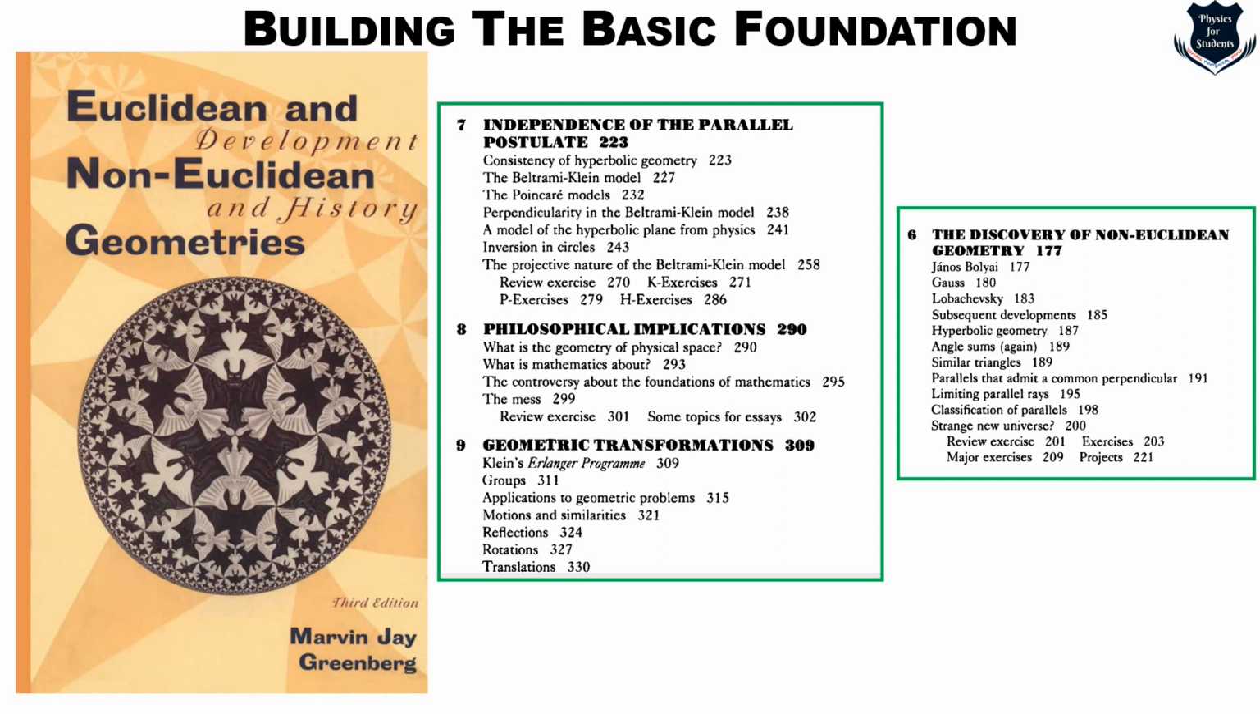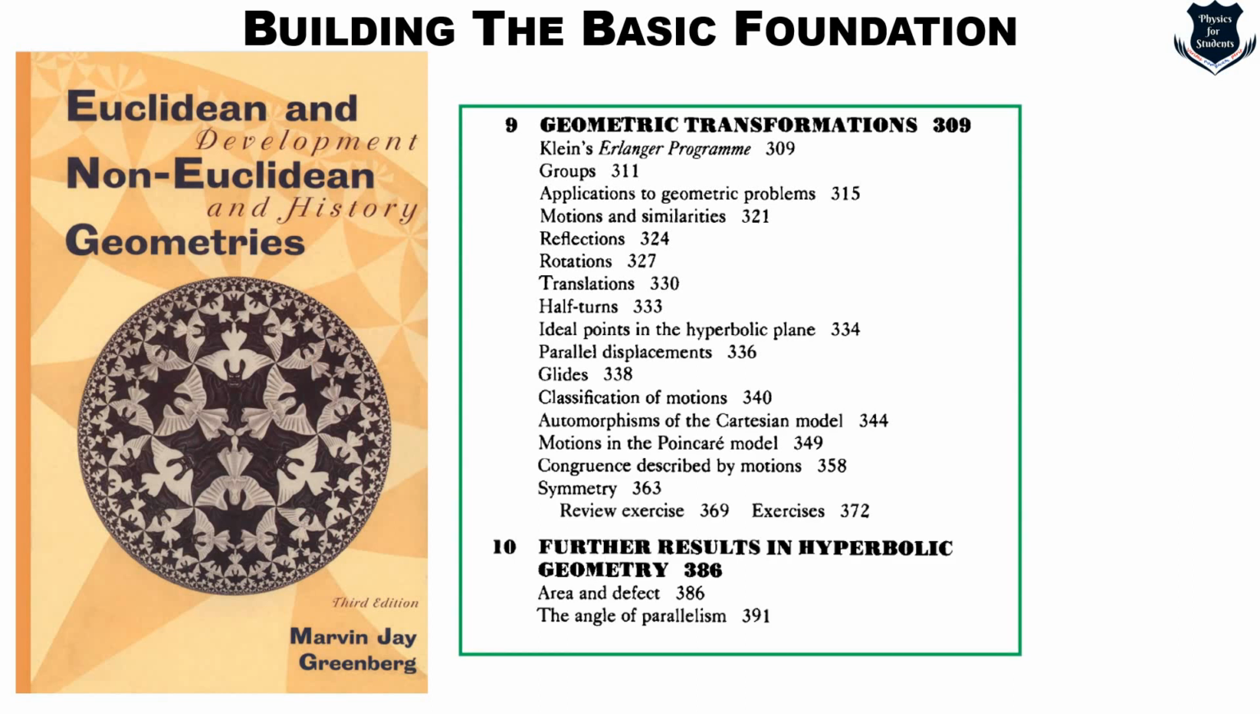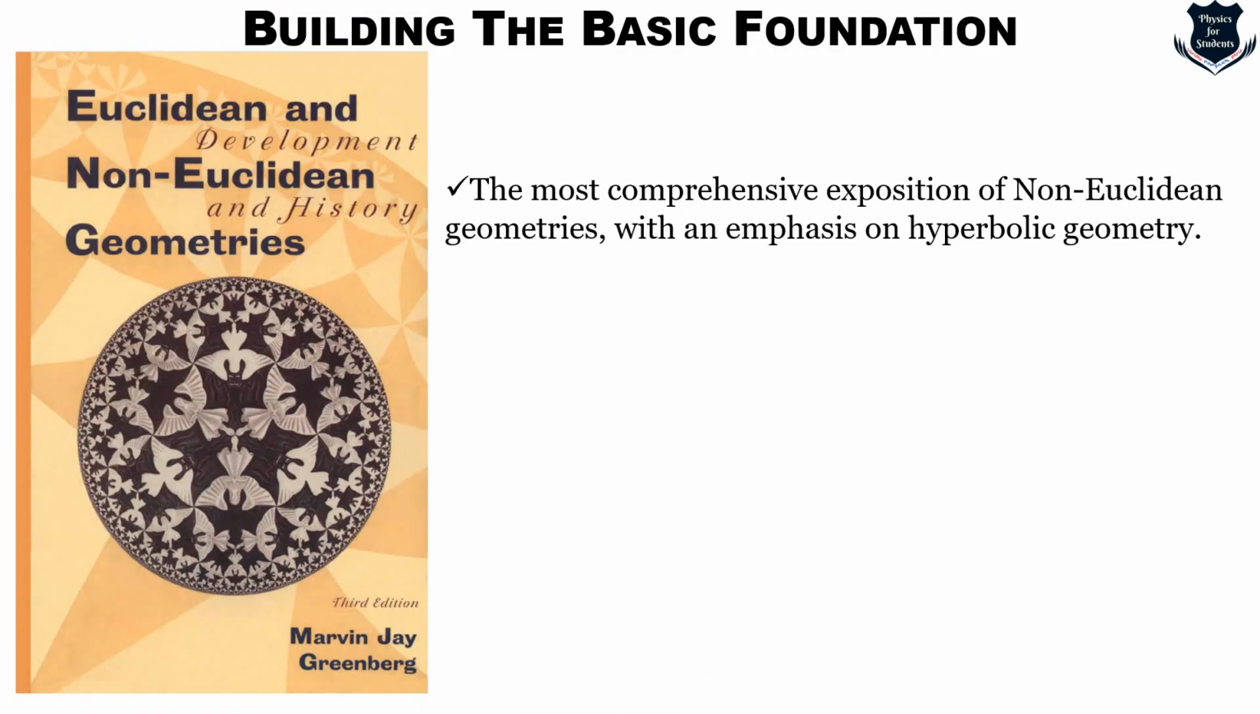And there are a lot of review exercises, mind you, there are major exercises, there are projects. So it is one big fat book which will not only give you an understanding of the development of non-Euclidean and Euclidean history, but will make you work on certain things, and I think that is a wonderful idea. Okay, so the final thing that comes is geometric transformations, as you can see, and he further moves into the results of what is called hyperbolic geometry, and this has a lot of emphasis on hyperbolic geometry. Okay, so here is my opinion about the book.